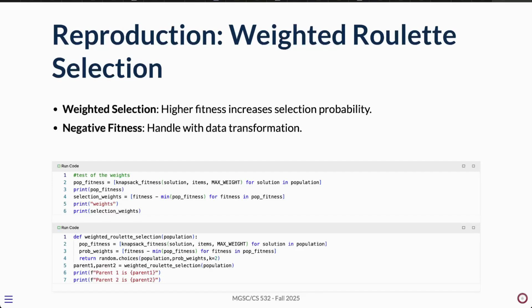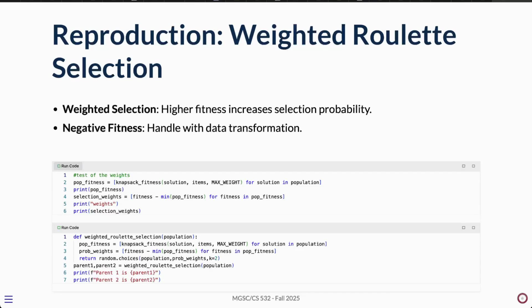And so our knapsack solutions that exceed the weight limit get a fitness of zero. And in other types of problems, we might even have negative fitness values. So we can handle this through data transformation by subtracting the minimum fitness from all the fitness values to make sure that all of the weights are non-negative. The code here just shows this.